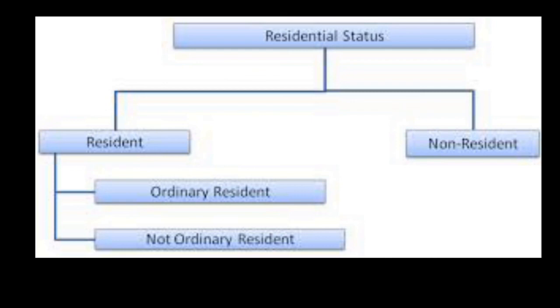This is all about the residential status of an individual.